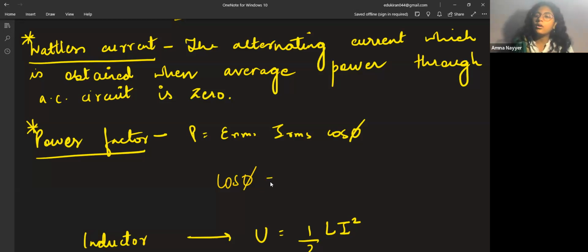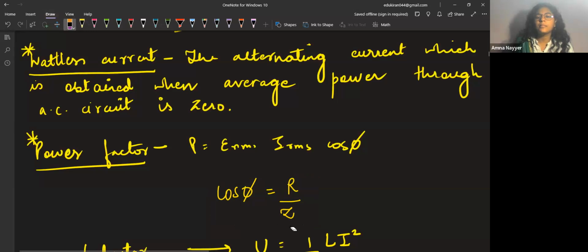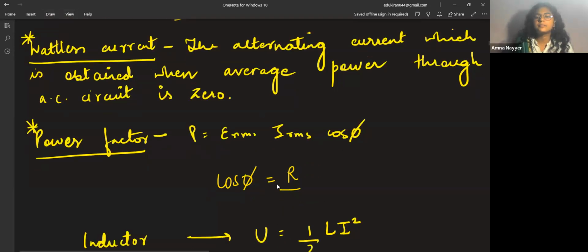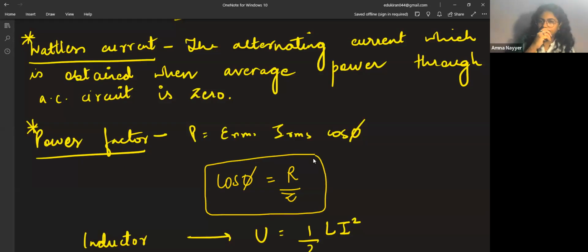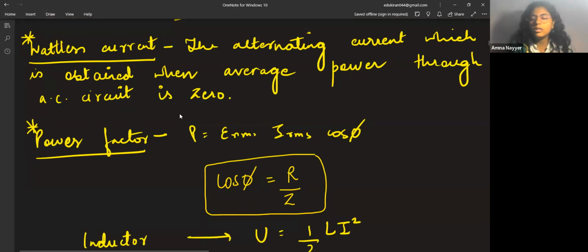And this formula we have already done, which is resistance divided by impedance, R by Z. The same formula you will be using here. So cos phi is equal to R by Z. Remember, we had done earlier also cos phi is equal to R by Z. Tan phi also we did. So this is similar to what we have done. So cos phi will remain the same.